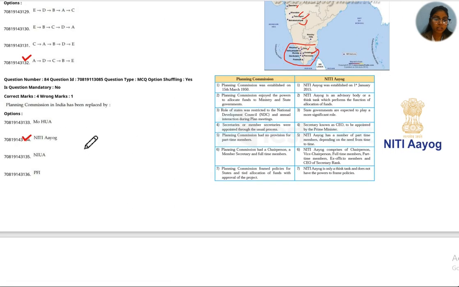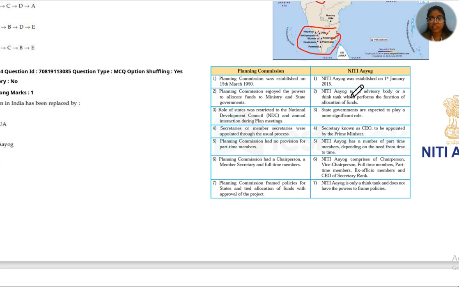The next question is, Planning Commission in India has been replaced by. So the Planning Commission in India has been replaced by the Niti Aayog. Okay, so this is the difference between the Planning Commission and the Niti Aayog. Please go through it. So the Planning Commission was established on 15 March 1950 and Niti Aayog in 2015.